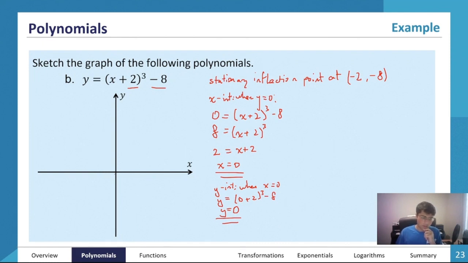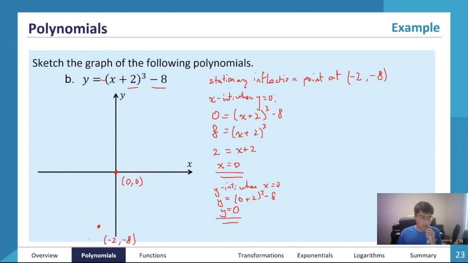Okay, so let's plot out these 2 points. We have x and y-intercept at the origin there, and then we have our stationary inflection point at -2 and -8, which is going to be down here somewhere. So -2 and -8, and this is going to be 0 and 0. Notice that there's no negative sign in front of our x term here, which means that this is going to be an upright curve.